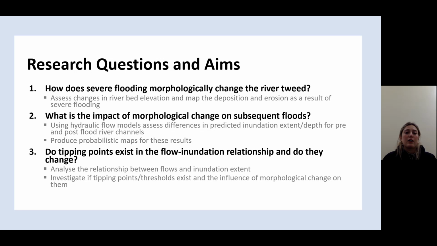And to answer this question, hydraulic flow models would be created based upon the river channel morphology before and after flooding, and river discharge input into these models to produce probabilistic maps for these results. And the third question is, do tipping points exist in the flow and inundation relationship, and do they change? And to answer this, the relationship between the input discharge and the output inundation extent would be investigated to see if thresholds exist.